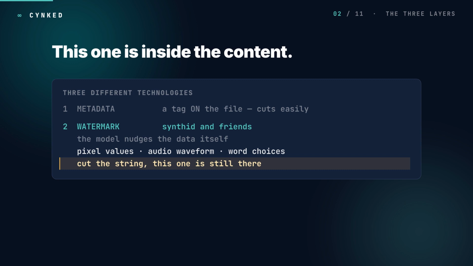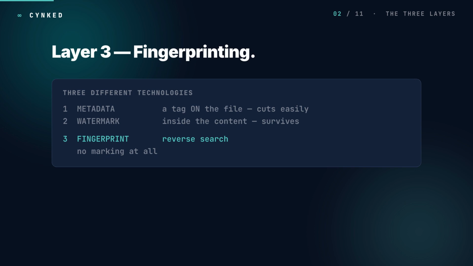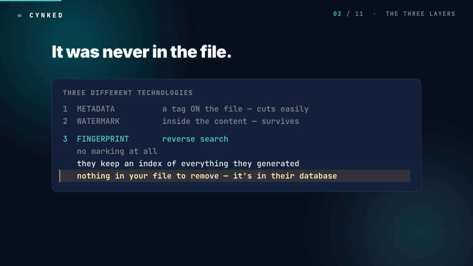That's the point. Layer 3, fingerprinting. No marking at all. The company just keeps a searchable index of everything its model ever produced and checks whether your file matches something in it. OpenAI says it runs internal reverse image and audio search that traces videos back to Sora with high accuracy. You can't strip a fingerprint out of a file. It was never in the file.